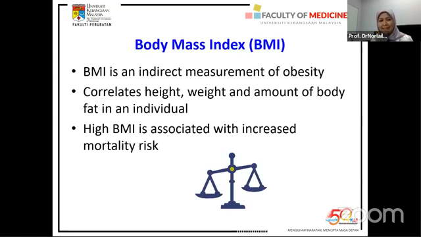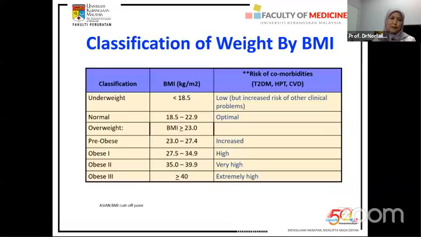But in many studies, as mentioned by Professor Sarah, a lot of studies look at BMI, which is actually an indirect measurement of obesity, whereby we measure the height and weight, and then it will correlate with the amount of body fat in an individual. So it's a very simple measurement that we can correlate with the amount of fat.